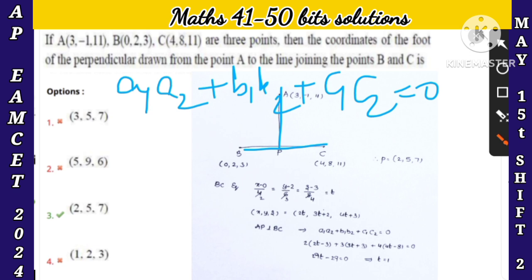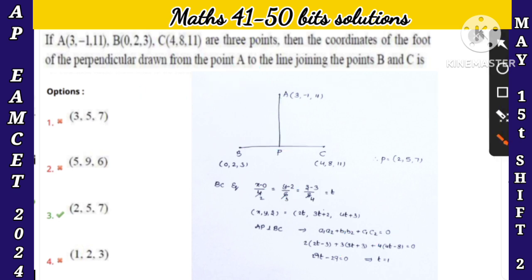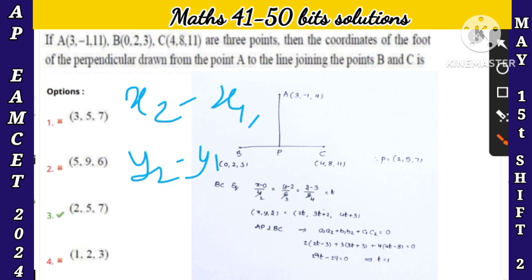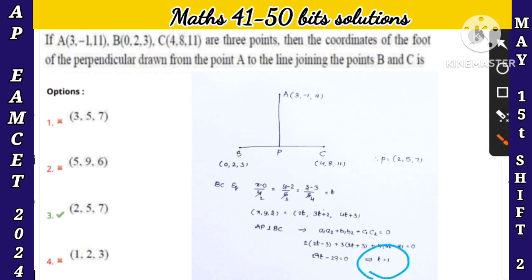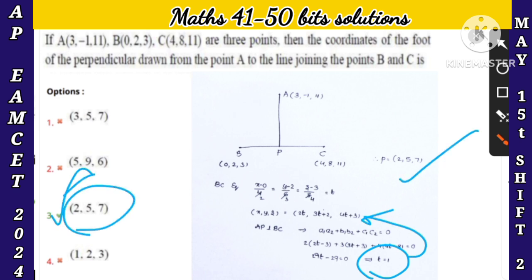A1, B1, C1 are nothing but 2, 3, 4, the DRs of the first line. What are A2, B2, C2, the DRs of the second line? The formula is x2 minus x1, y2 minus y1, z2 minus z1. That is 2t minus 3 as the first value A2, then 3t plus 2 minus of minus 1, that is 3t plus 3, as B2, and 4t plus 3 minus 11, that is 4t minus 8. Now, simplifying, you get the value t equal to 1. Now replace t equal to 1 in the point, and you get the answer 2, 5, 7. That is nothing but the third option.